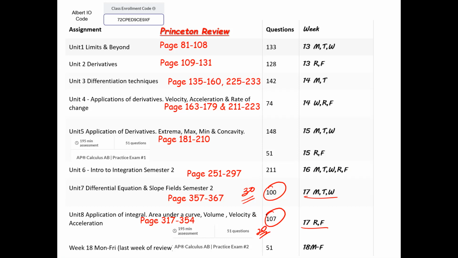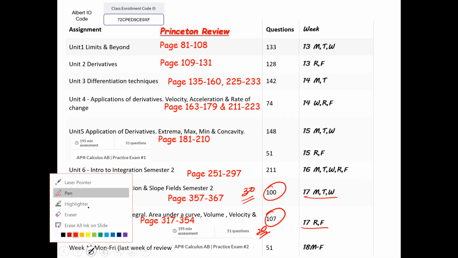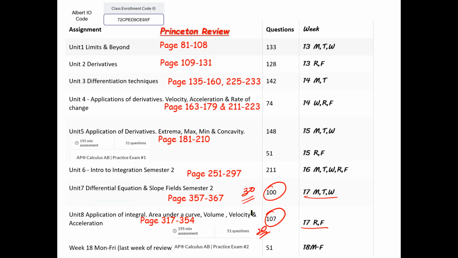So 50 questions altogether. Now, if you need some assistance with some of the questions, the principal review on page 357 and also 317 offers you the examples and also a note summary on these 2 topics. So keep that in mind.